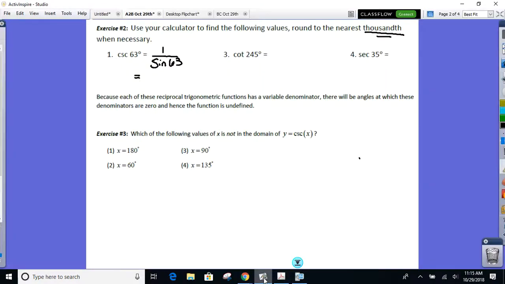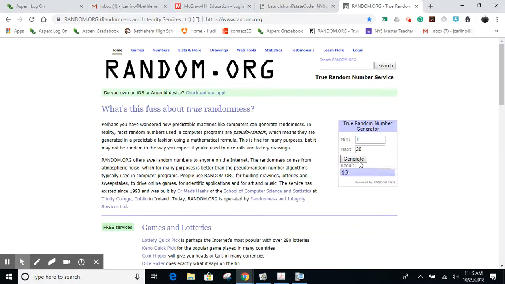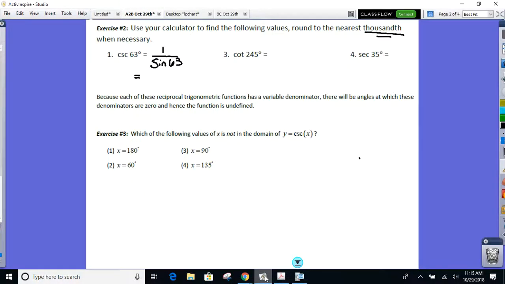What do you got for me, 17? Oh, garbage. 13, what do you got for me? There you go. Cotangent, hi, Declan.